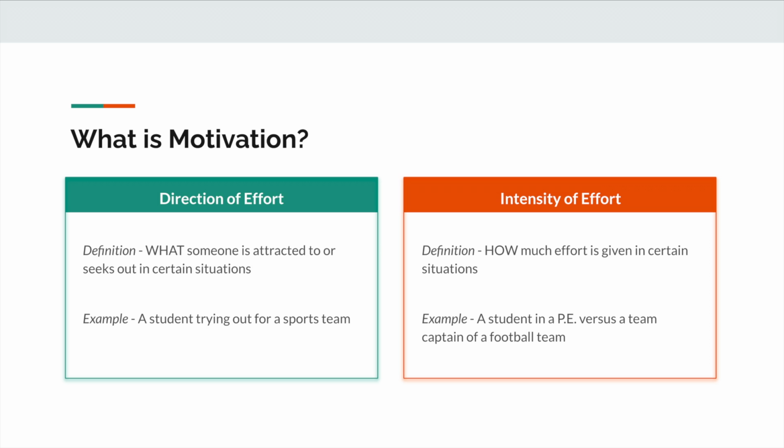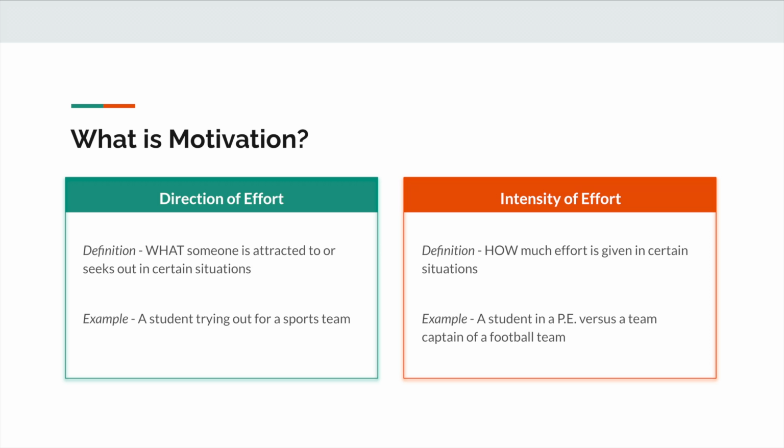What is motivation? Our textbook gives us an answer as to what motivation is composed of. The first part of motivation is the direction of effort, and the second part is the intensity of that effort. The direction of effort is what someone is attracted to or seeks out. For example, a high school student who is a massive Lakers fan most likely wants to try out for the basketball team rather than the tennis team.